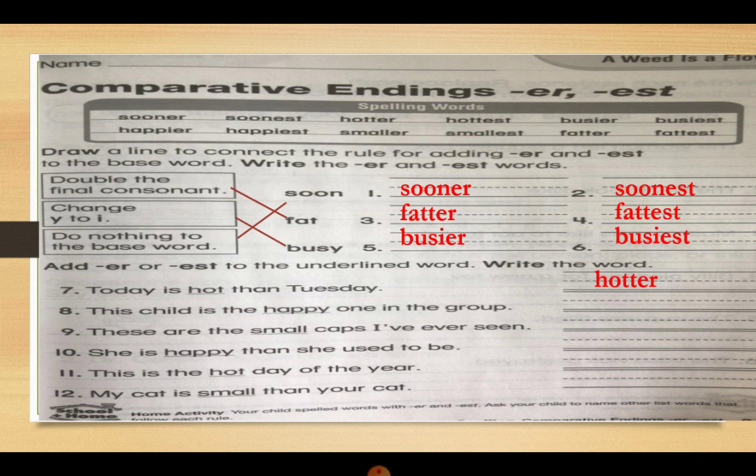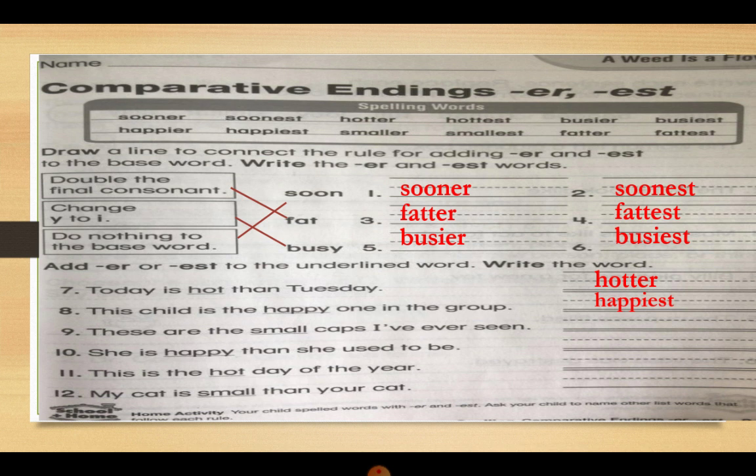Number 8. This child is the happy one in the group. First of all, let's define together. It's a comparison between one-to-one or one-to-many. Yeah, it's one-to-many. And we have also the word the. The word the comes before the adjective. So it will be happiest. Happiest is the superlative adjective.